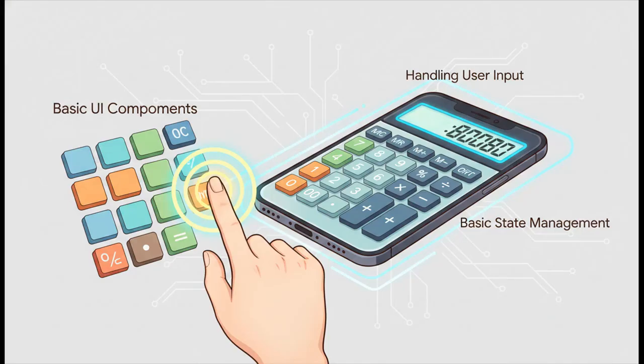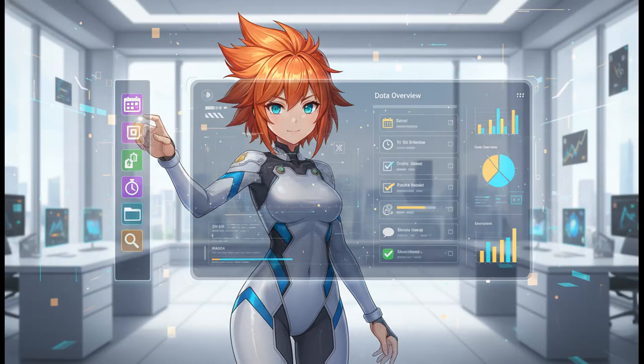See, you're not just building a calculator, you're mastering the fundamentals. You'll learn how to arrange buttons in neat rows and columns, how to make the app actually do something when a button is tapped, and, most importantly, how to manage that state. Remembering what number is on the screen and updating it. These are the skills you'll use in every single app you ever build. All right, once you're comfortable managing a single piece of state like a number, the next quest is to manage a whole list of things.